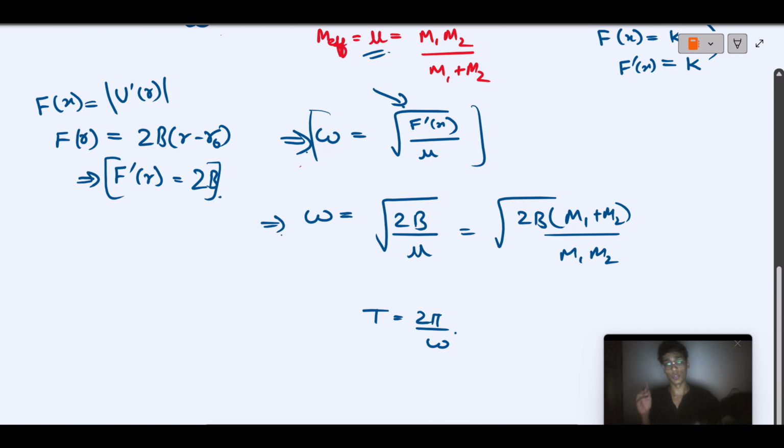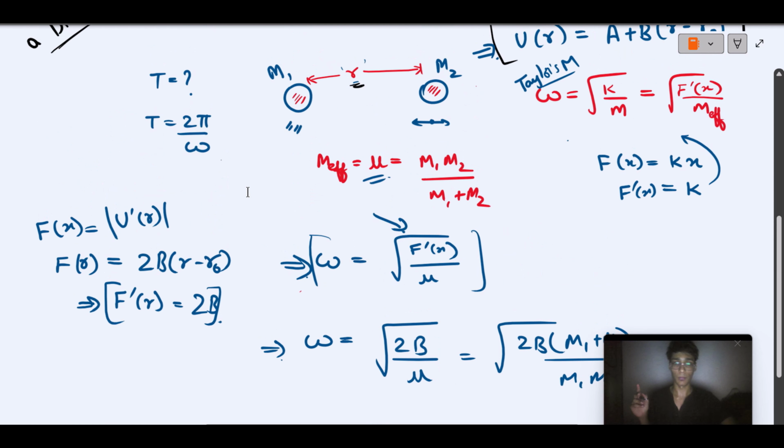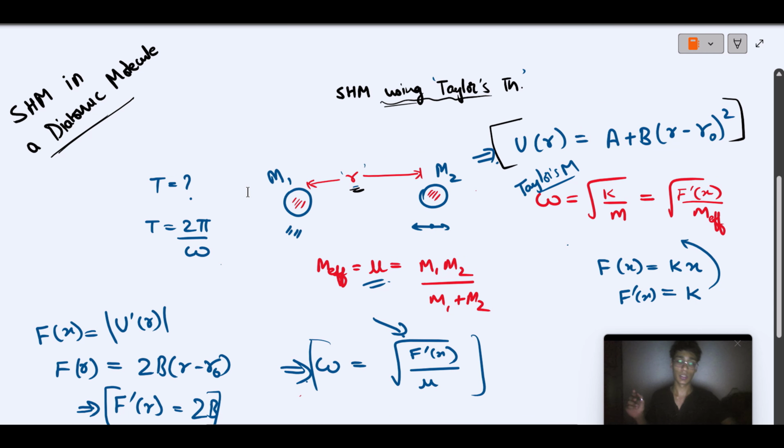So that was one way to approach this two-particle problem using Taylor's method, which again is a very handy and very easy method when it comes to solving problems of SHM. So that was it in today's video, and thank you so much for your time.